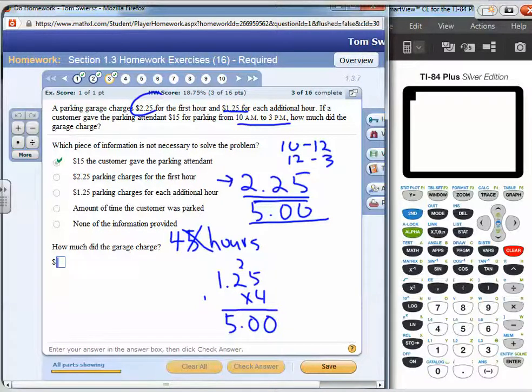We already got the first hour. And so we add $2.25 from the first hour and $5 for the next 4 hours, and we get a total of $7.25. Okay? Very good.